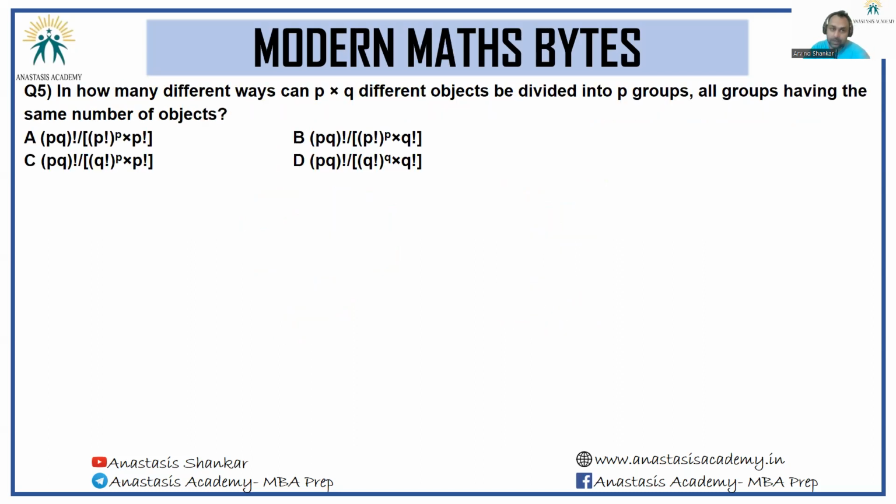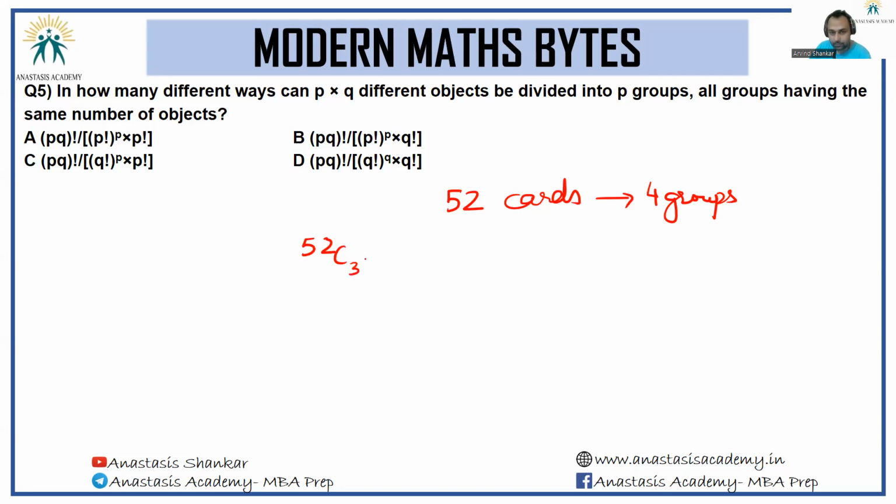Last question: in how many different ways can P into Q different objects be divided into P groups, all groups having the same number of objects? Now, this is a classic theoretical question. In fact, the more popular version of this is when you have 52 cards and you have to divide them into 4 groups. There is an extra variation where you divide it among 4 people, but here you have to divide it into 4 groups.